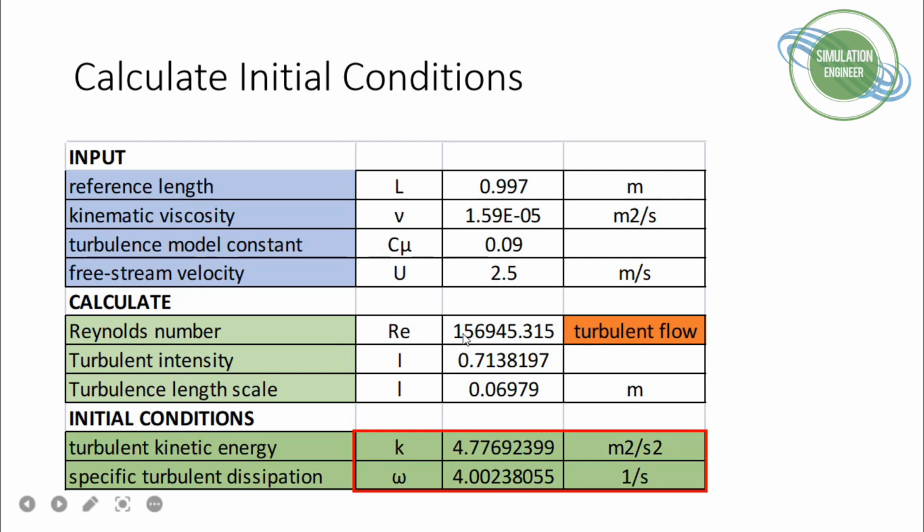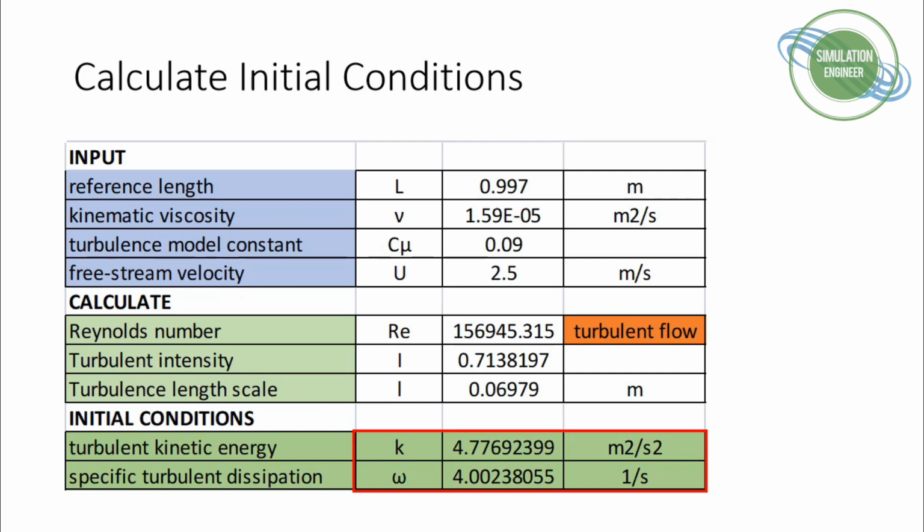So it's about 156,000, or approximately 157,000. So the flow is really turbulent, and the turbulent intensity based on these input calculations is calculated as 0.71%. So the turbulence length scale is like this.